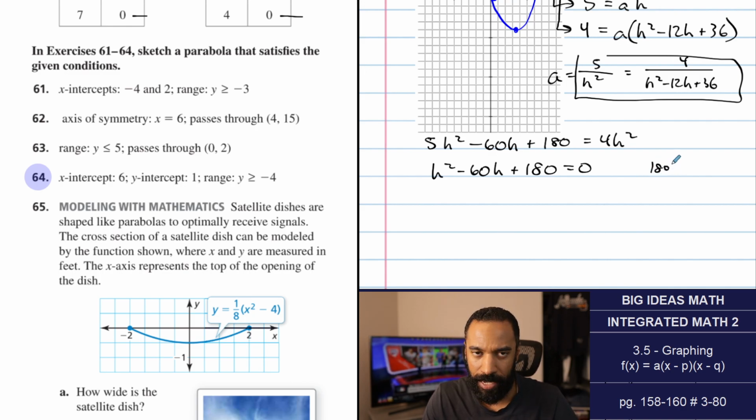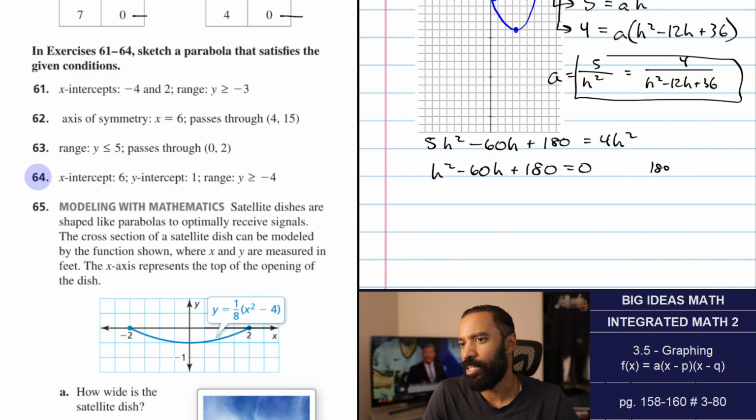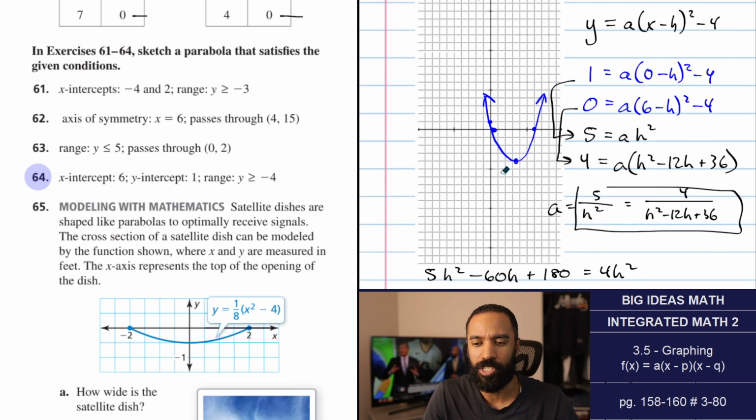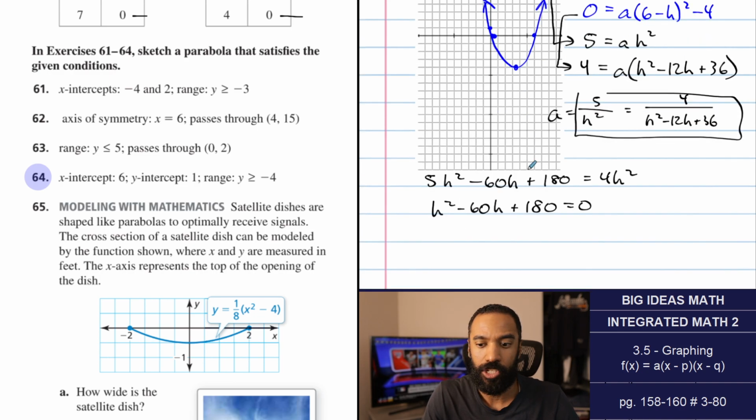I got to list these out. 180 and 1, no. 90 and 2, no. 60 and 3, no. 45 and 4, no. It's not even factorable. You know what? It's not worth it to find it. It's somewhere in between there. You could find the h. There's something called the quadratic formula we could use to solve, but you haven't learned that yet.